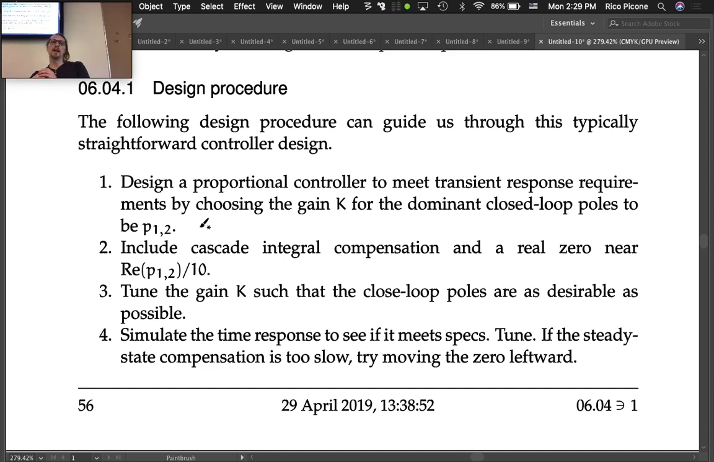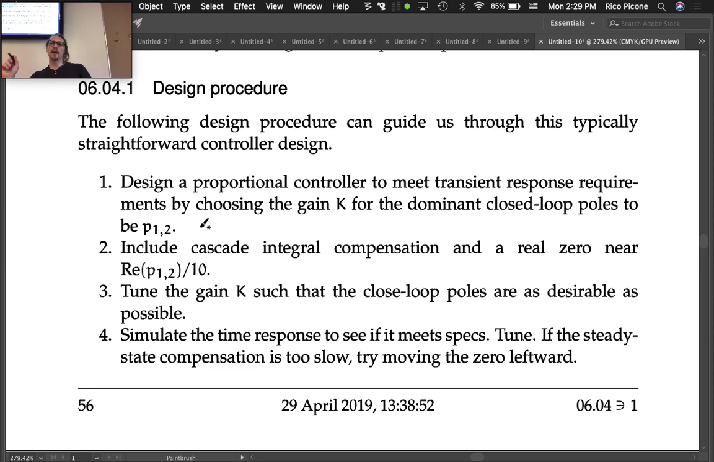And then step 4, simulate the time response to see if it meets the specs. That's the step we always conclude with, and then we tune accordingly. Maybe we need to go back and move that 0 around from the compensator. Maybe we need to go back and adjust the gain a little bit. Those are our sort of tune parameters that we can change.